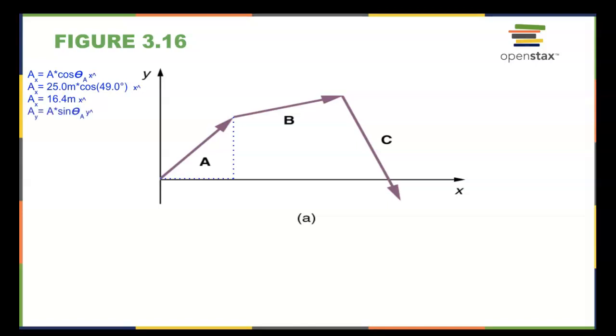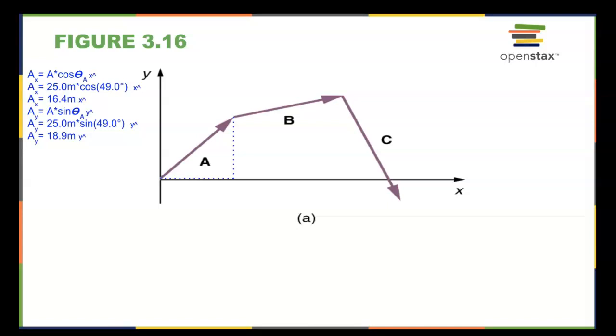I'm going to do the same thing in the y direction. A subscript y equals A times sine theta A, y hat. A in the x direction, oops, that should say y direction, is then equal to 25.0 meters sine 49 degrees, y hat. And so A in the y direction is 18.9 meters, y hat. There, I fixed my x's and y's. Okay. So those are the two components of vector A.